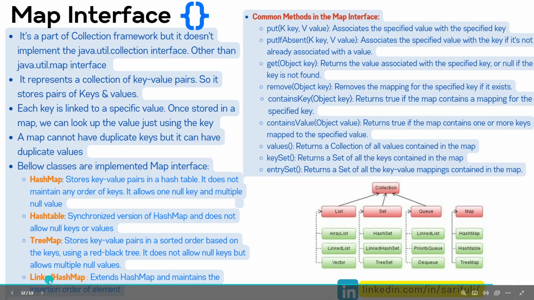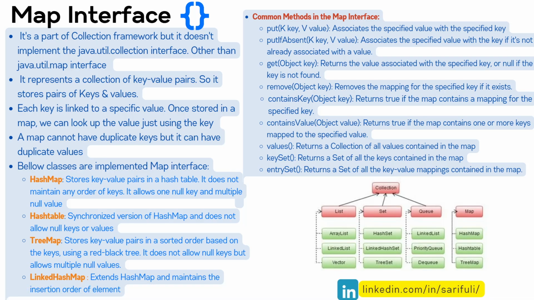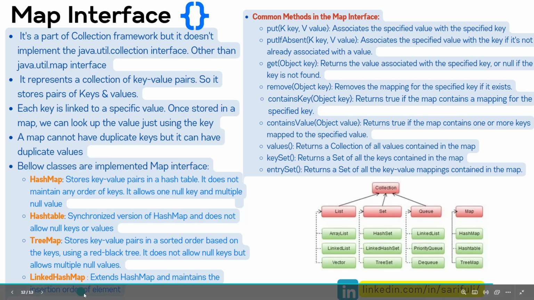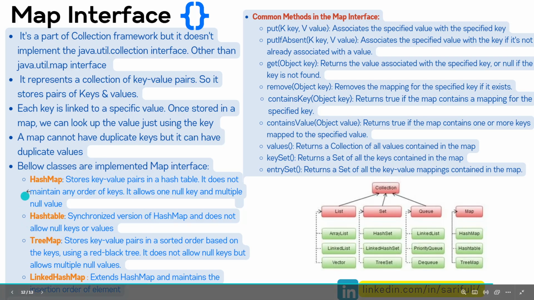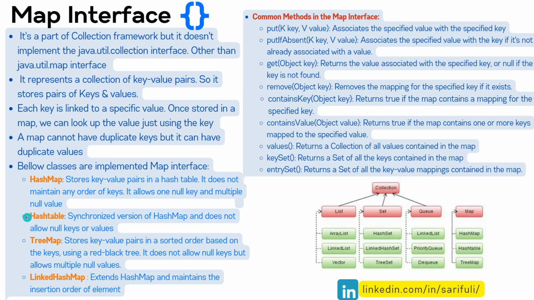The last one is LinkedHashMap. Some people don't even mention it as an implementing class of the Map interface, but it's an extension of HashMap, and it maintains the insertion order of elements. Since it's an extension, it also allows one null key and multiple null values. Mainly, HashMap, Hashtable and TreeMap are the three main implementing classes of the Map interface.